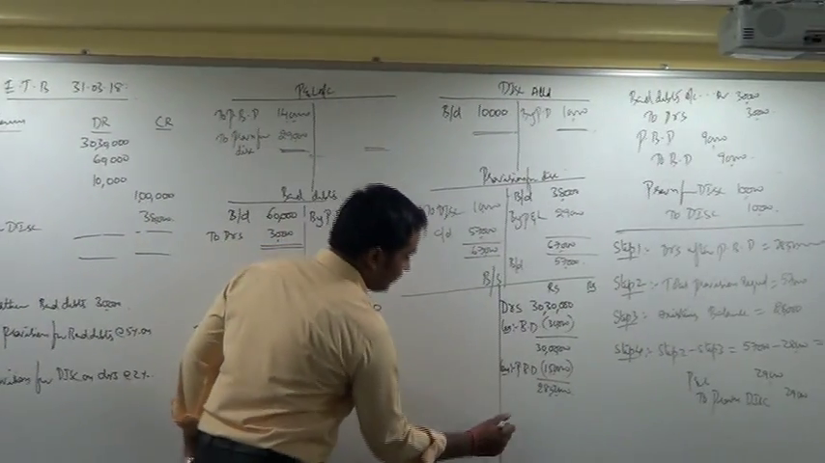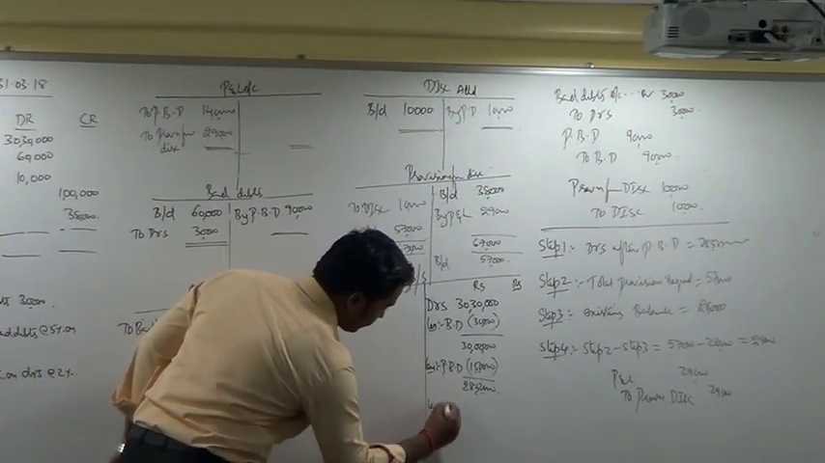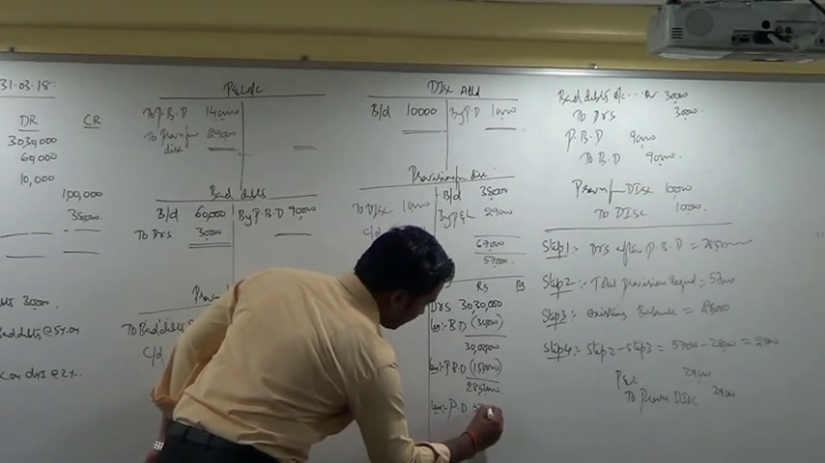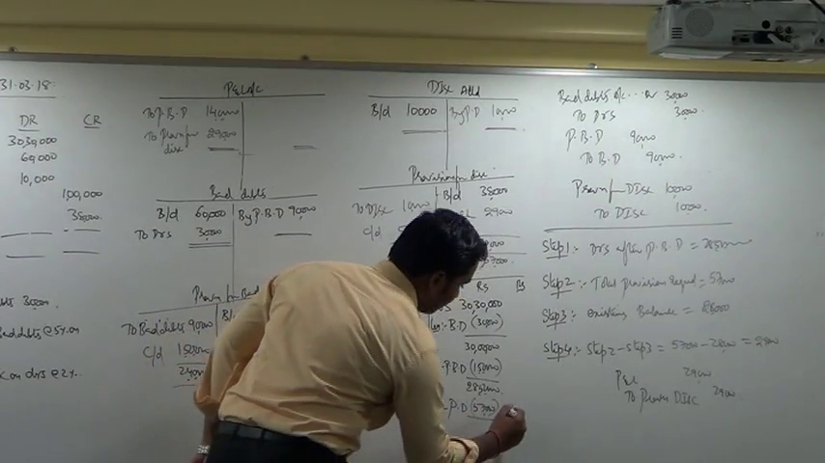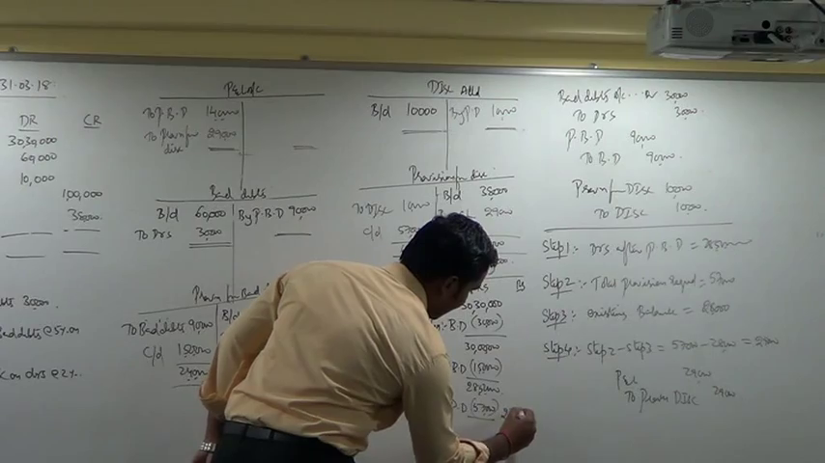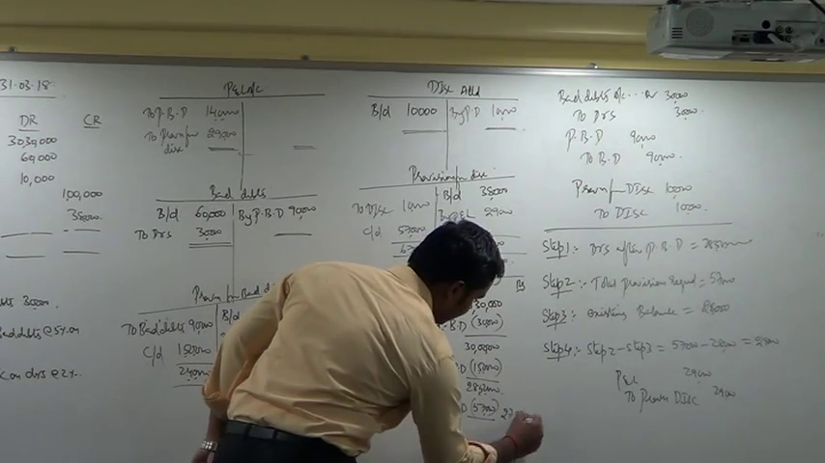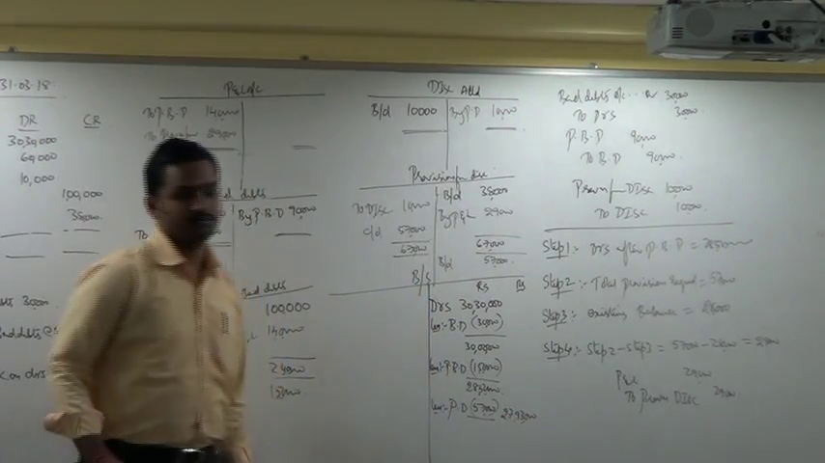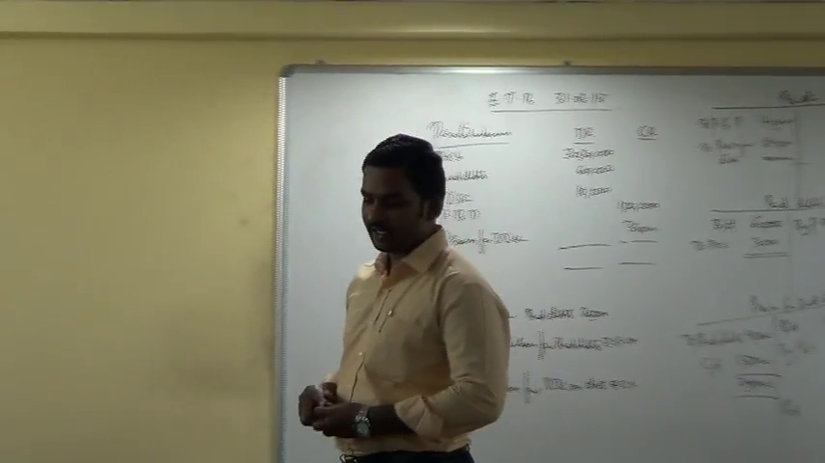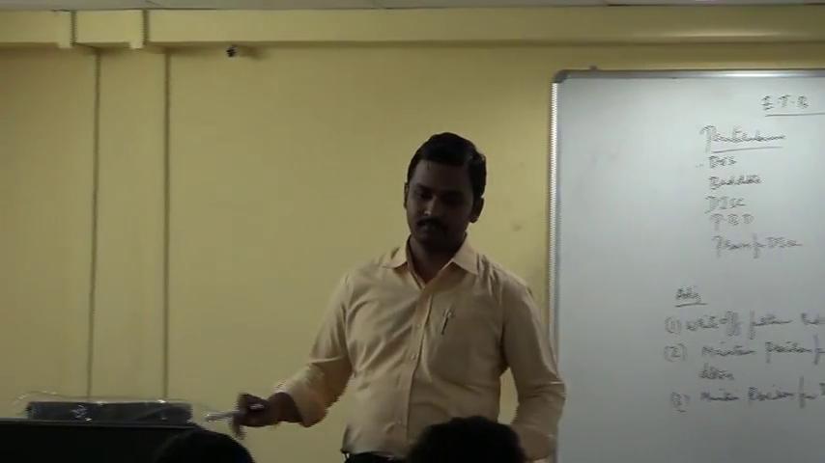Now you show it here. Less provision for discount 57,000. Outer column 27,93,000.